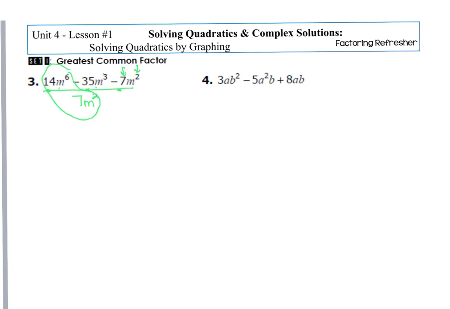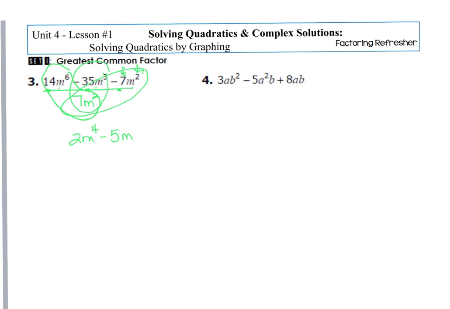So 14 divided by 7 is 2, but remember our exponent rules, variables' exponents do something different than the regular numbers or than our coefficients. We subtract the exponents. So for m, we're going to have 6 minus 2 to have 2m to the 4th. We move on to our middle term. Negative 35 divided by 7 is negative 5. And then we have m's. We have 3 minus 2, which is 1m, which we can leave just like that.